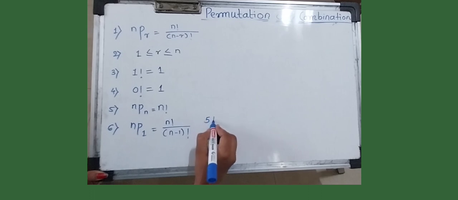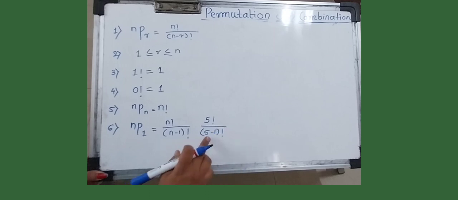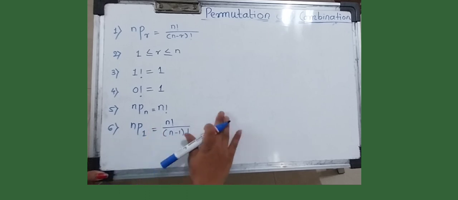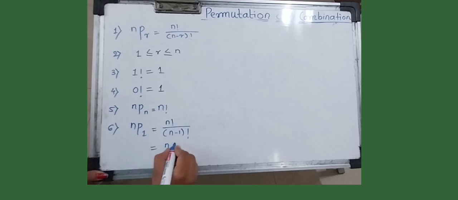If this is a 5, and next the denominator is 5 minus 1, definitely 5 minus 1 is less than 5. So similarly n minus 1 is less than n. So I write here n into (n minus 1) factorial upon (n minus 1) factorial, keep as it is. This gets cancelled, answer is n.